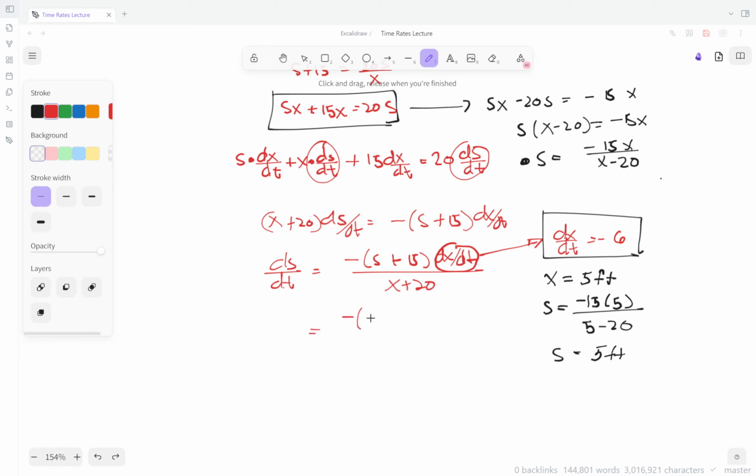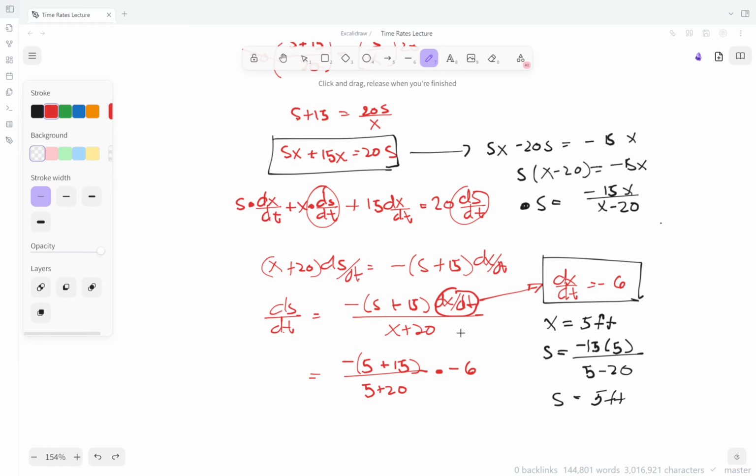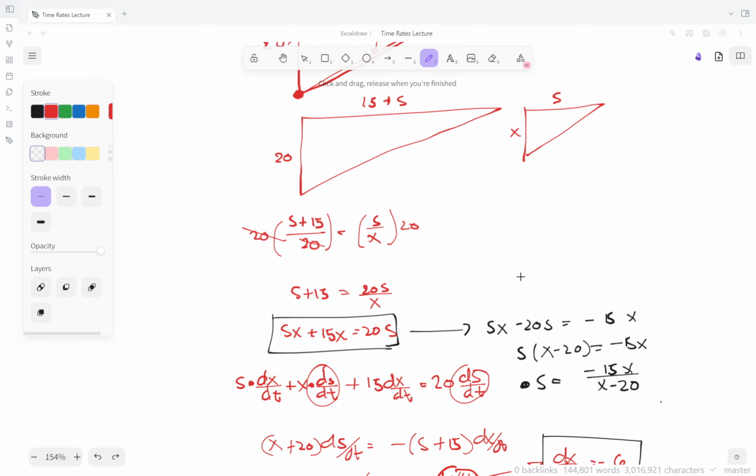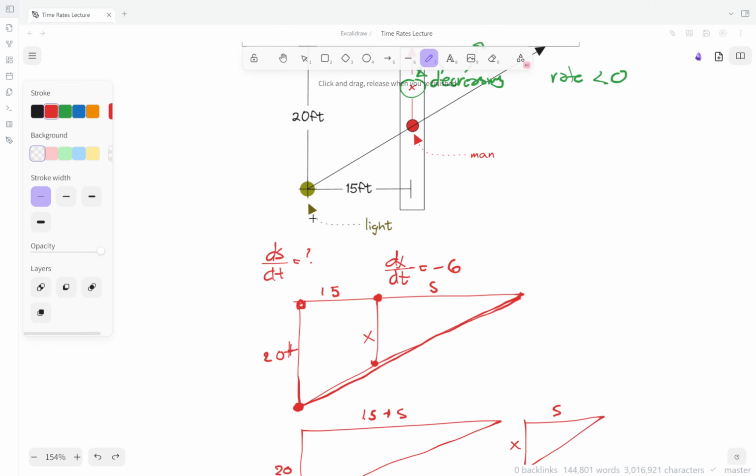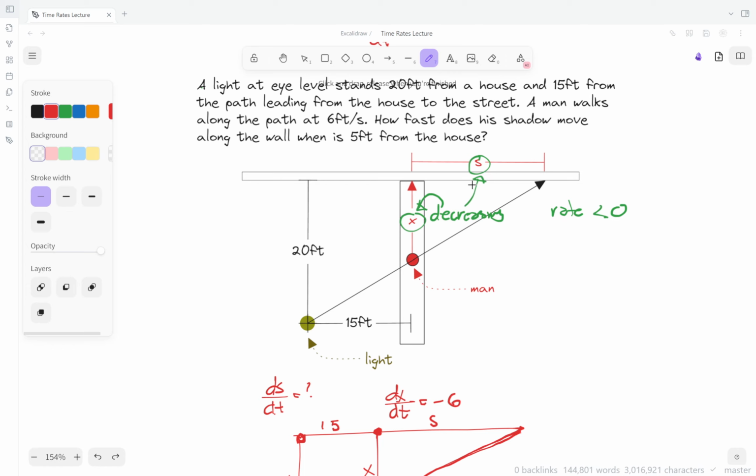But here we got the s, which is 5, plus 15, and x is also 5. It's 20. And then your dx/dt is negative 6. Notice that I'm saying we might have messed up something here, because as you can tell, this value right here is negative times negative. That gives us the value of ds/dt that is positive, but what we wanted earlier is that ds/dt should also be negative because it's also decreasing.